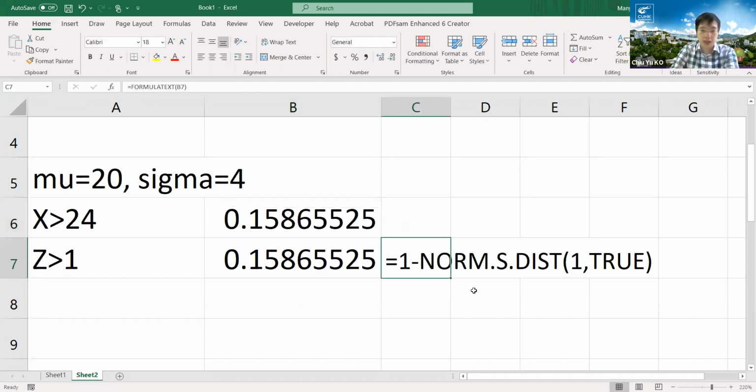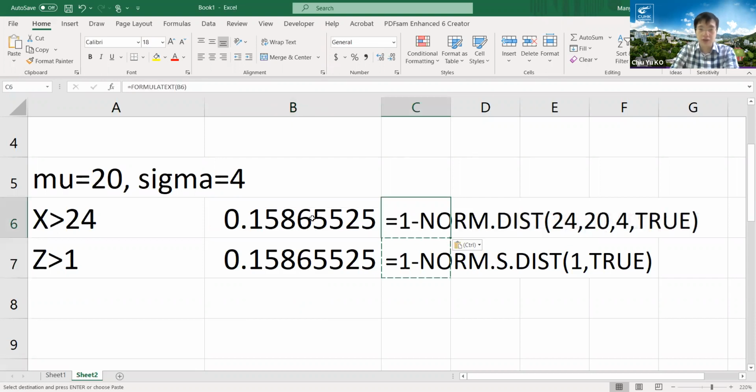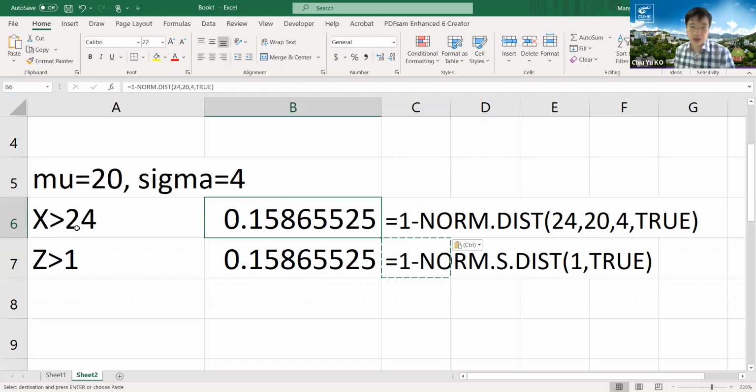And what the program does is exactly that: it converts the 24, you subtract the 20 and divide by 4, and you do the same thing here. So basically, Excel saves you the time of subtracting the mean and dividing by sigma. That is what it is actually doing. So which one to use is up to you. It depends on what you like and on where you get this mu and sigma.